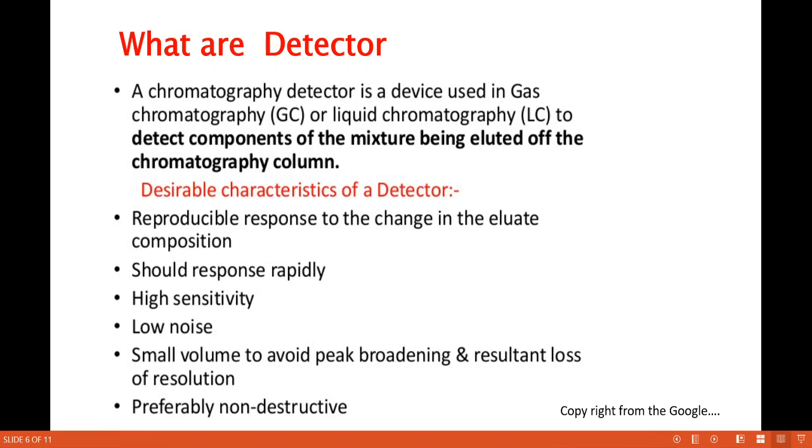So these are some characteristics of good detectors. They give a reproducible response to the change in eluate composition. It should respond rapidly, with high sensitivity, low noise, and small volume to avoid peak broadening and resultant loss of resolution, and preferably be non-destructive. Okay, these are some good characteristics of detectors.